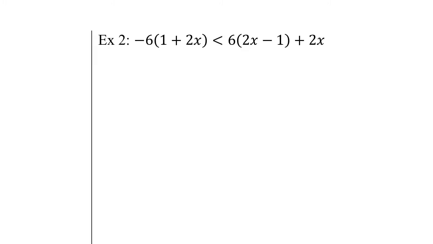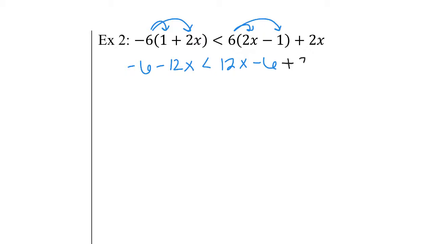Example 2, solve for x. So the first step in solving for x is still distribution. So I have lots of distributing here. So distribute your -6. So this becomes -6 minus 12x. Then distribute this 6 to make 12x minus 6. And then make sure you drop the 2x.